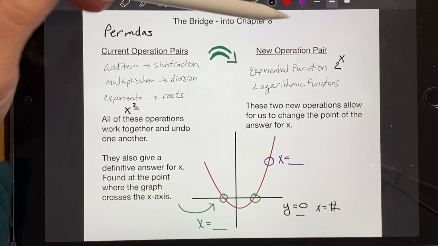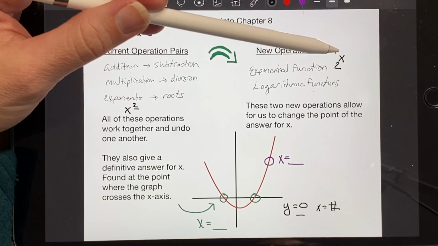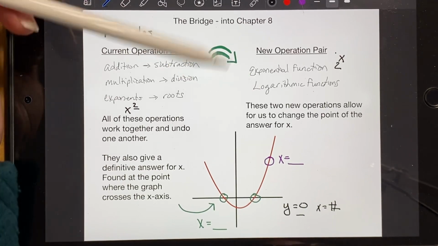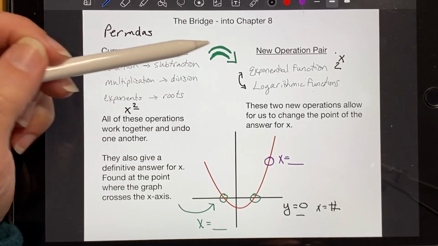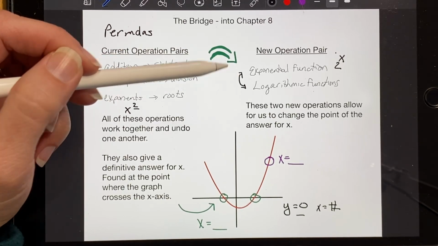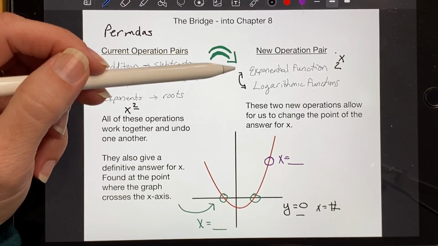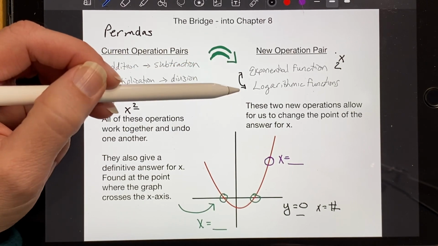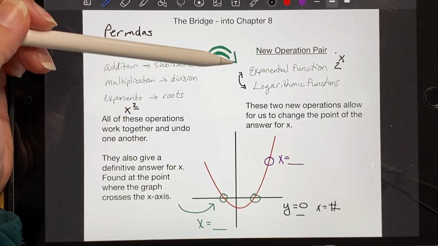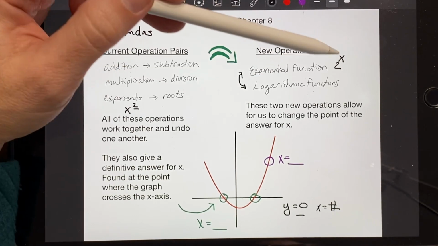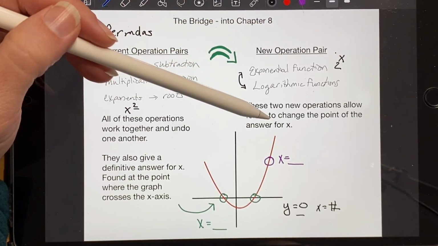If we have an exponential function where x is up in the air here, there has to be an opposite, right? Because every math property, order of operations has to have an opposite to undo it. So as we learn our exponential functions, we will also learn our logarithmic functions, which is the undo.